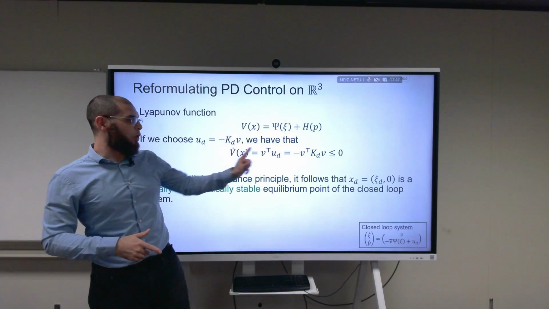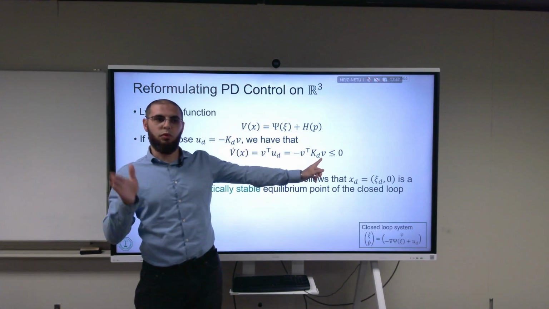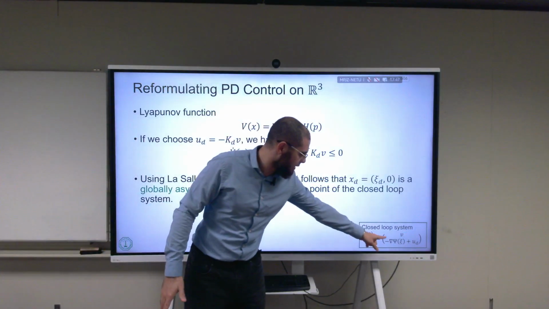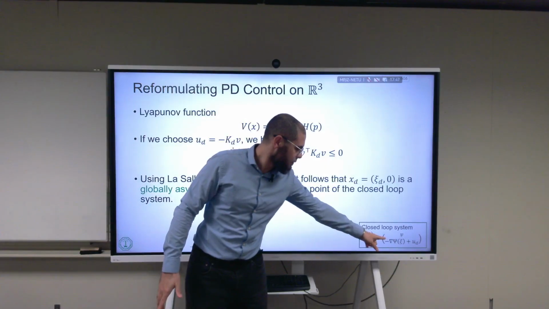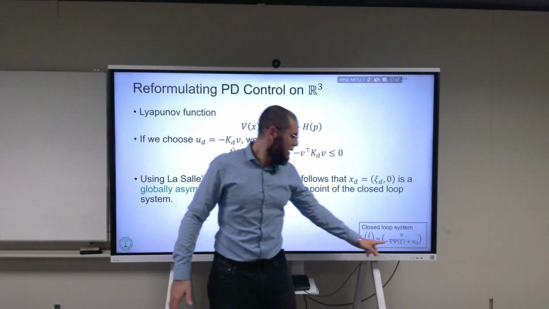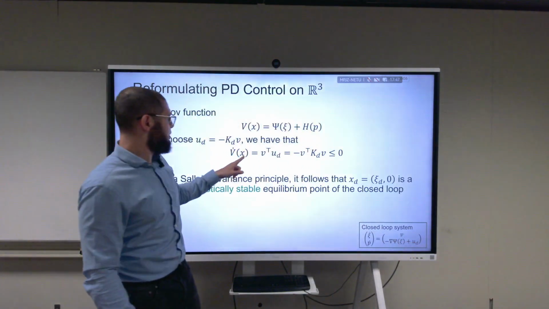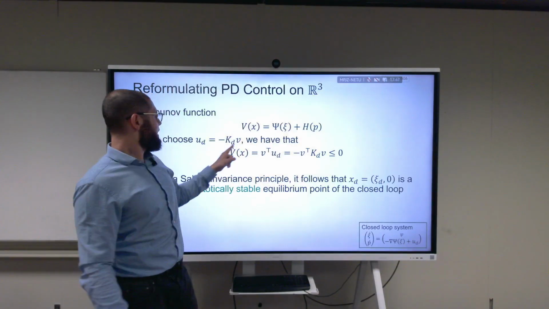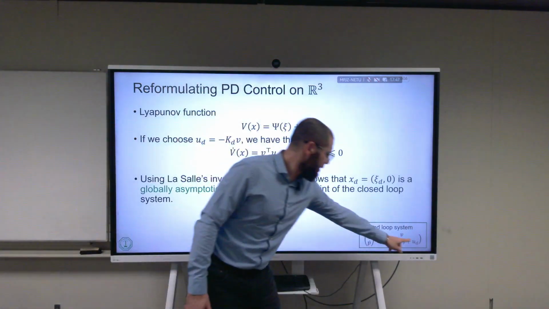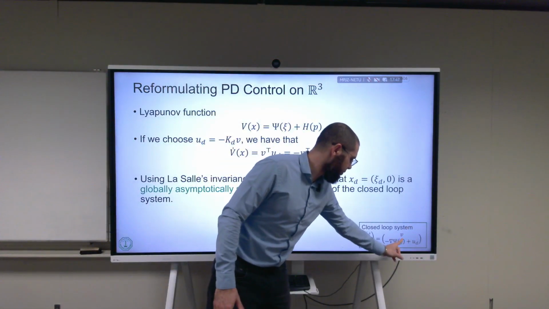V dot is equal to 0 when? When V is equal to 0. If V is equal to 0, what does that mean here? The first term is 0, so psi dot is equal to 0. And the UD, you remember what was the UD? UD was equal to KD multiplied by V. So also UD is 0. So this is 0 and this is 0. I'm left with this term.